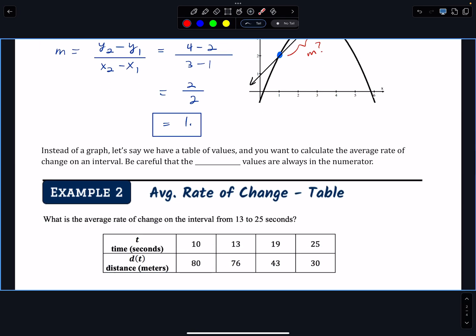So instead of a graph, what if we have a table? If you want to calculate the average rate of change, be careful that the output values are always in the numerator. What are outputs? X's or Y's? The Y's.